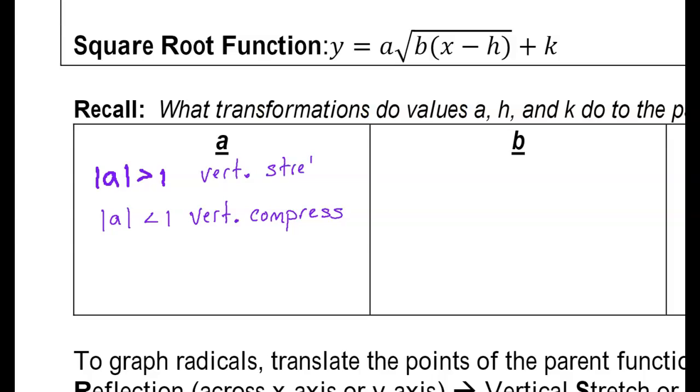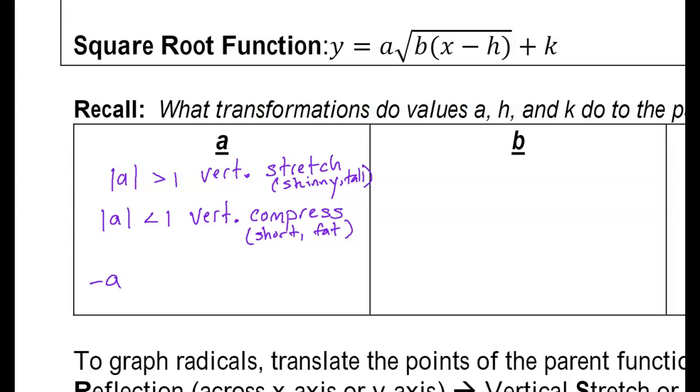So vertical stretch means the graph gets skinny and tall. And vertically compressed means the graph gets short and fat. Now, why am I putting absolute value symbols around my a? Oh, because if it's negative, it's a reflection? Yes, the negative does something different. Having a negative a does what?